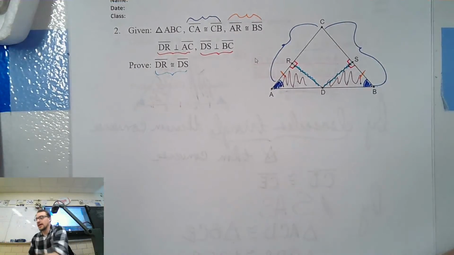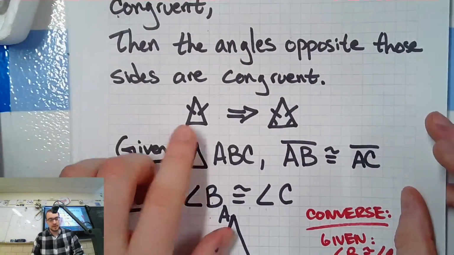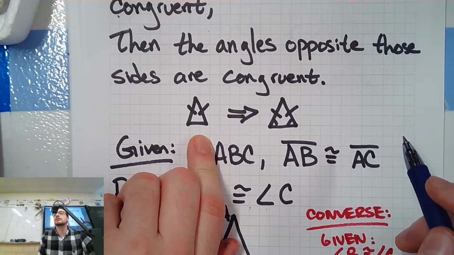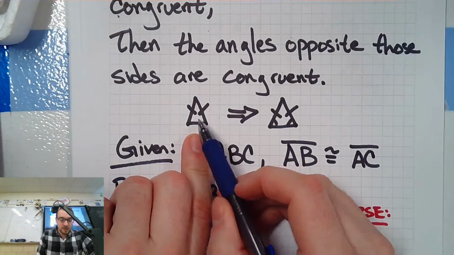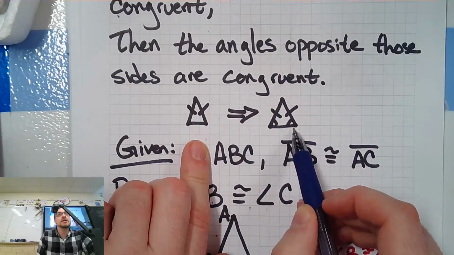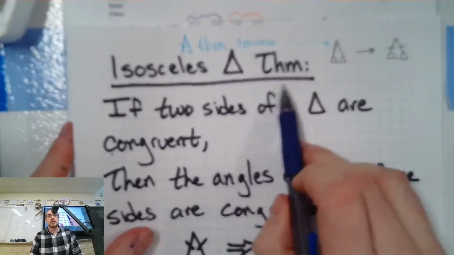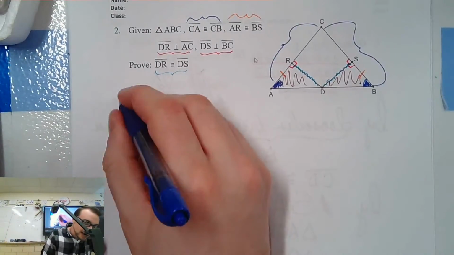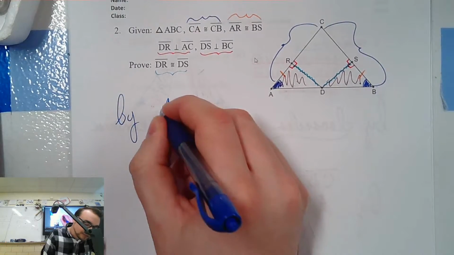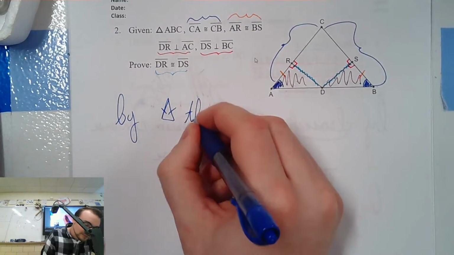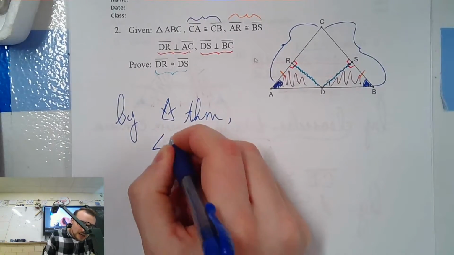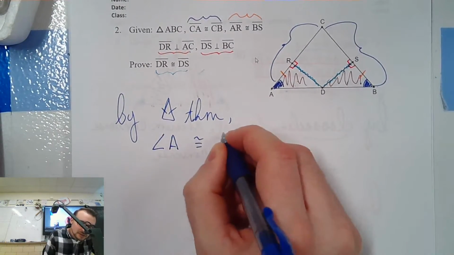Anybody? Let me go back here. Gentlemen, zip it. If the sides are the same, I need her to be able to hear and focus. I'm sorry. Okay? So these sides are the same, which means their opposite angles are the same. That's the isosceles triangle theorem. So sides are the same, opposite angles are the same. Cool? Okay. So I'm going to say by isosceles triangle theorem, that's the shorthand for it, THM, I know that angle A is congruent to angle B.